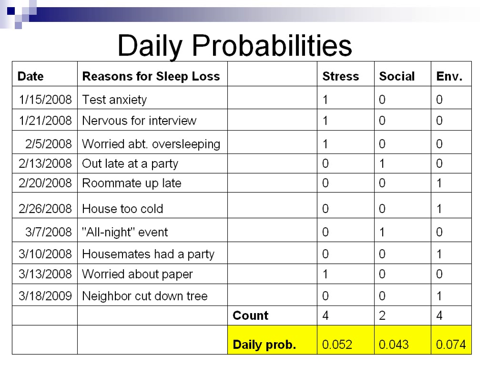So, the daily probability of the subject losing sleep because of stress is 0.052, or about 5 in 100. The daily probability of the subject losing sleep because of a social life is 0.043, or about 4 in 100, and the daily probability of the subject losing sleep because of the environment is 0.074, or about 7 in 100.